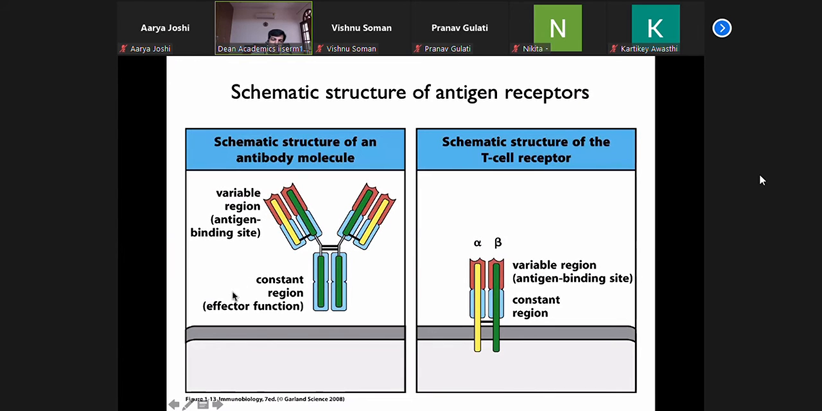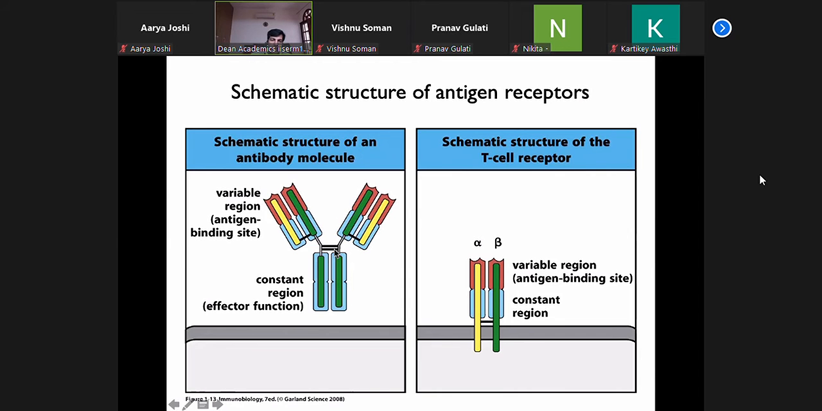And then you have the constant region. The constant region is marked with this blue. In this portion you have the variable region, and in this portion you have the constant region. And you can see 4 chains. 2 are identical, and these 2 are identical. These are called light chains, and these are called heavy chains.